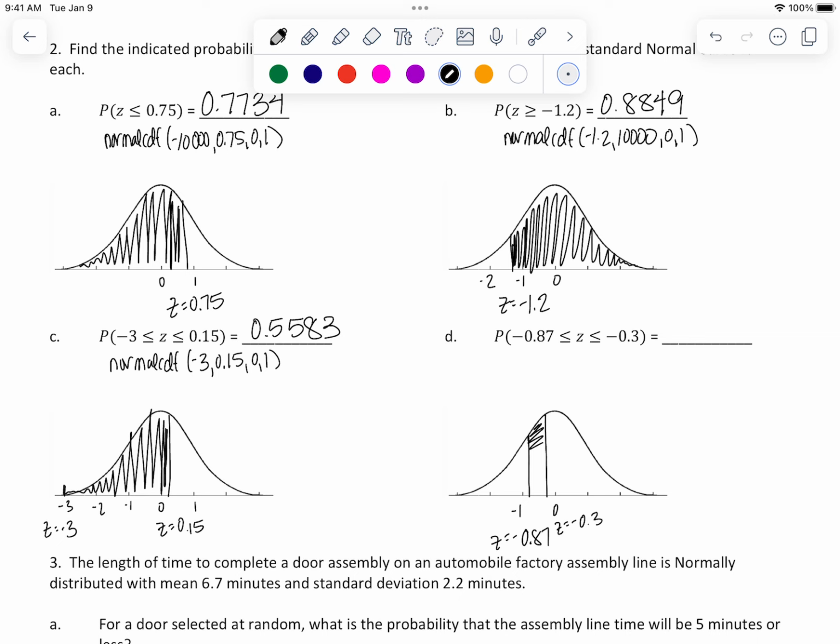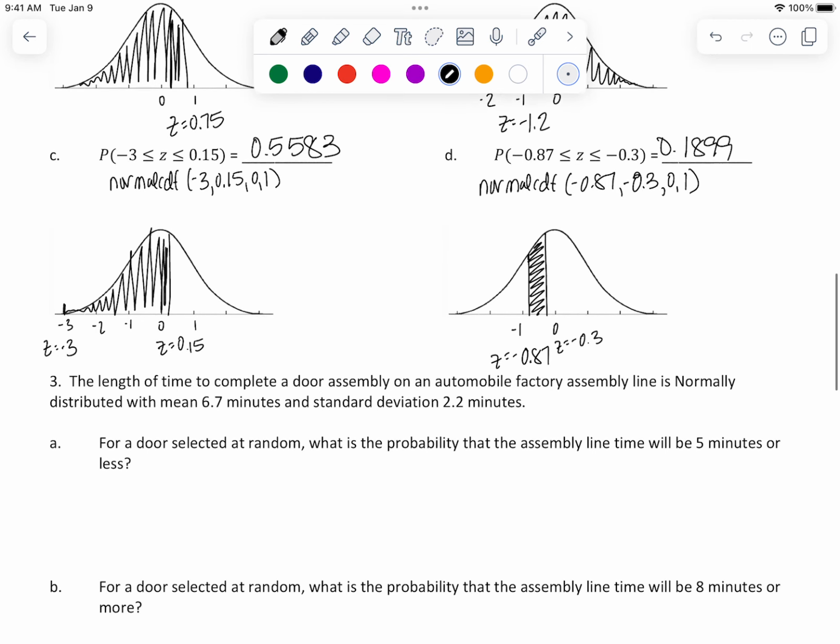So we're shading in between these. And this one's going to be normal CDF of negative 0.87, negative 0.301, and we're going to get 0.1899.